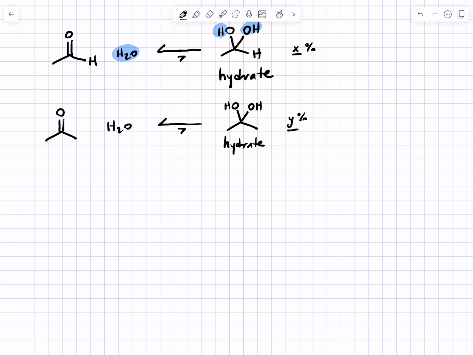So let me show you a mechanism for acid-catalyzed hydrate formation. You would need some small amount of acid, and even the small amount of H3O+ that's present at pH 7 is good enough. You protonate the aldehyde first.